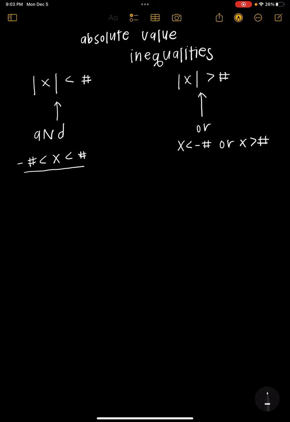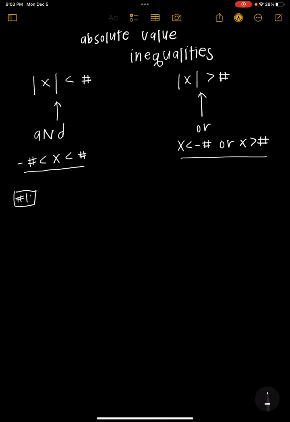And then if you have the absolute value is greater than some number, then it's an or inequality, and you end up with some answer like this where you have x is less than the negative version of that number or x is greater than that number. It's easiest, I believe, to show you with examples. So let's start with the first example.